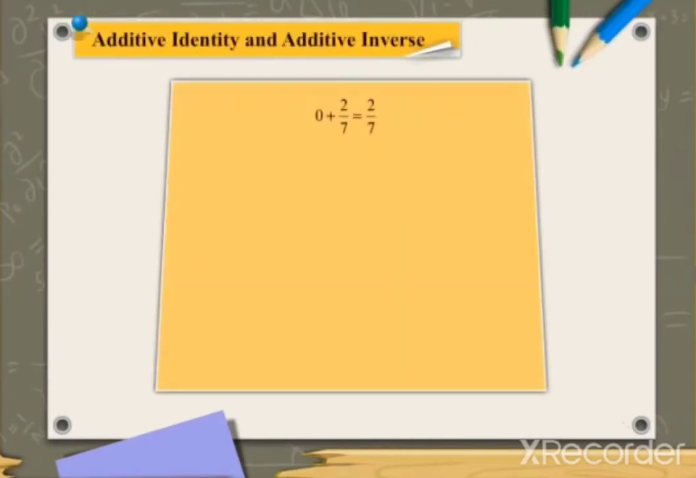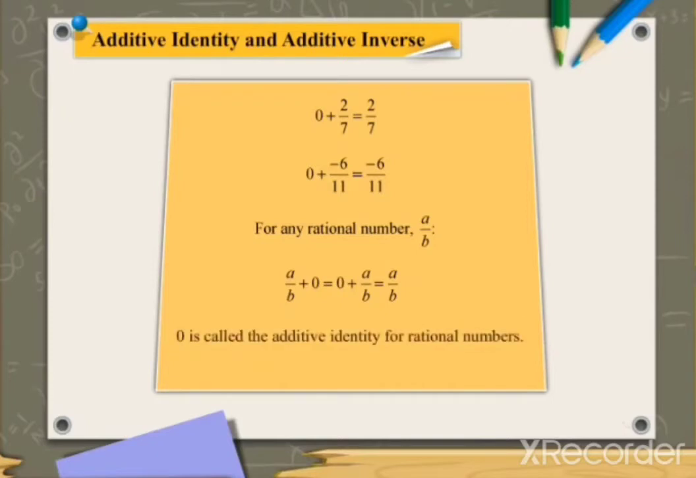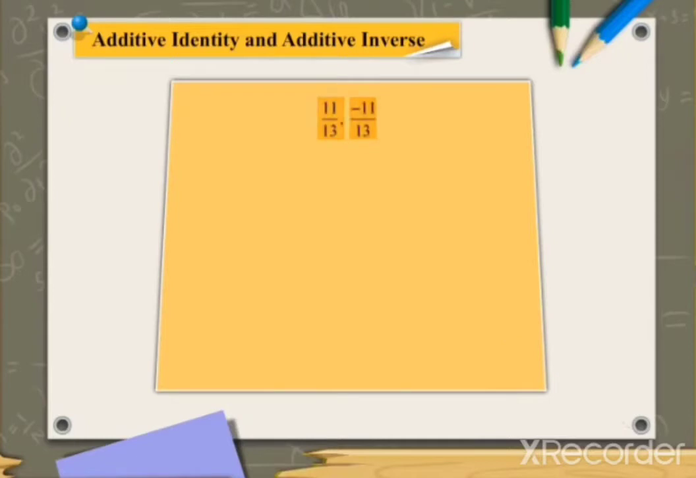We know that 0 plus 2 upon 7 is equal to 2 upon 7. Also, 0 plus minus 6 upon 11 is equal to minus 6 upon 11. Thus, when we add 0 to any rational number A upon B, we get the sum as the rational number itself. 0 is called the additive identity for rational numbers.